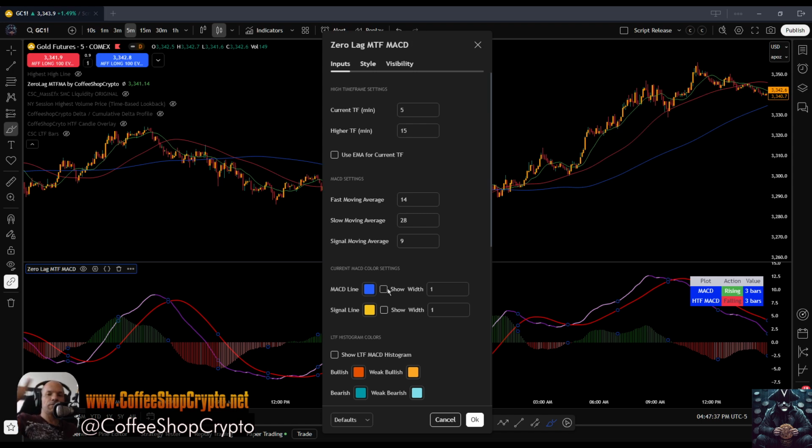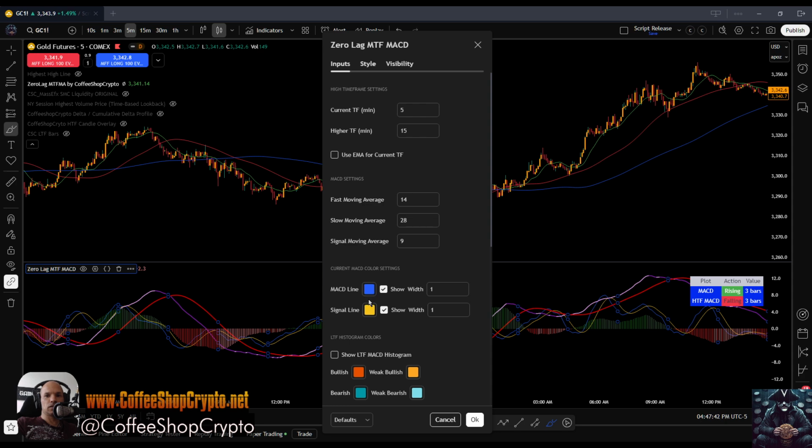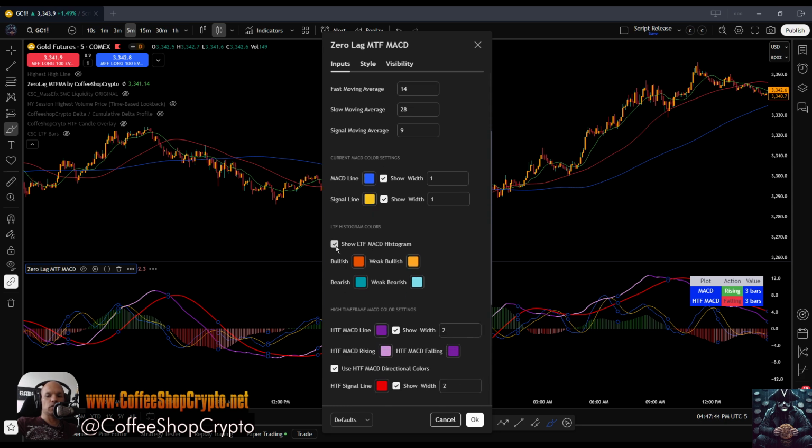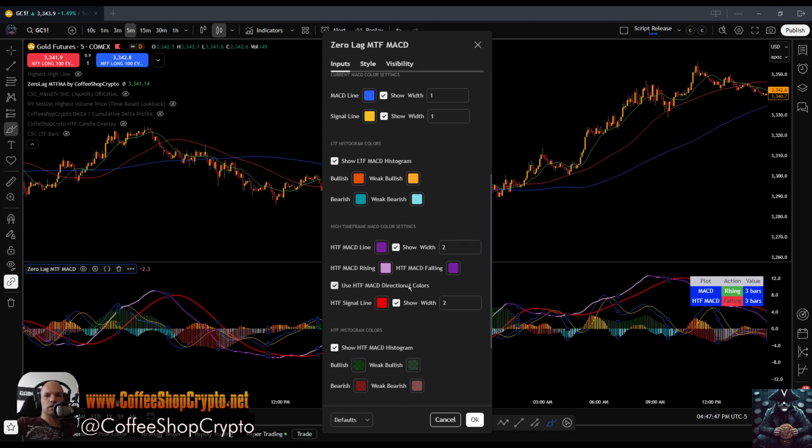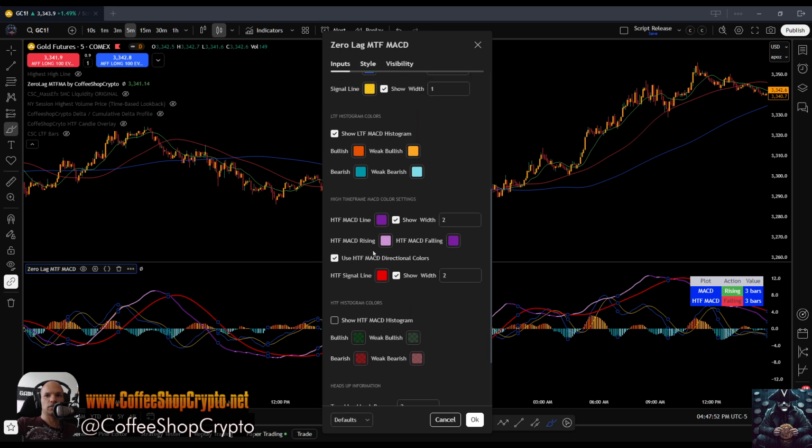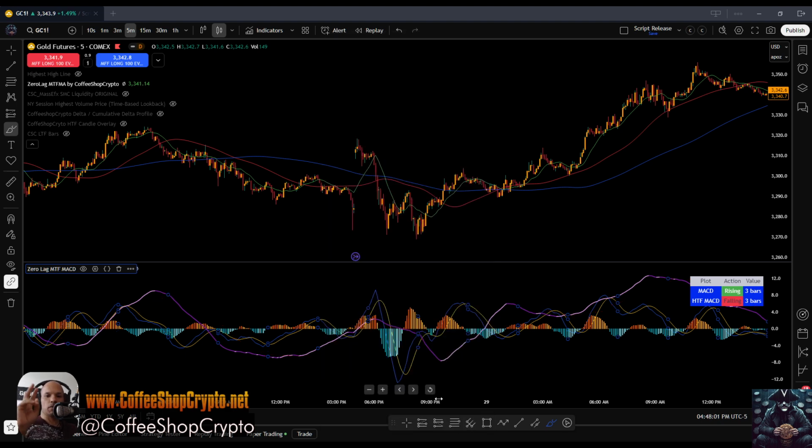You don't need everything turned on the chart, right? So I'm using the MACD and the signal lines. I'm using the low time frame histogram, and I'm gonna turn off the high time frame histogram. I also don't need the signal line for the high time frame. This is directional color, show the MACD. I want to see that. And the signal, I don't want to see that. Okay, so I have both MACDs, the low time frame histogram, and the low time frame signal.